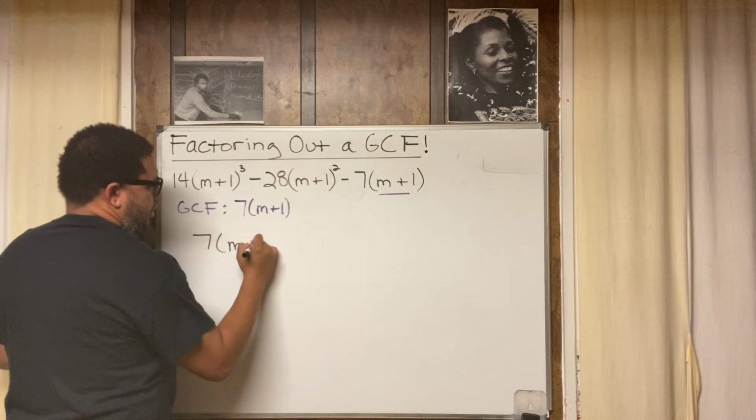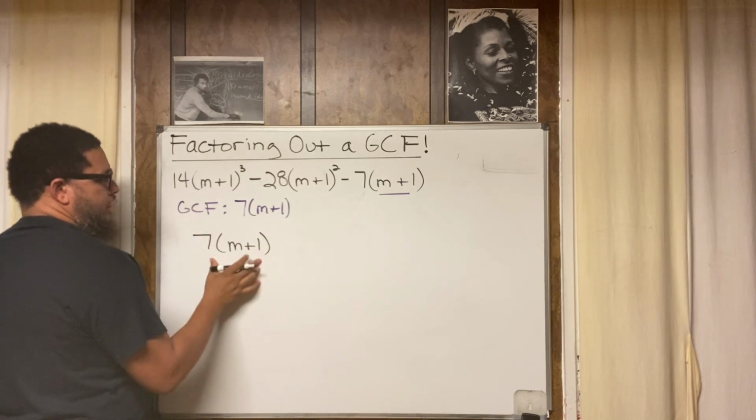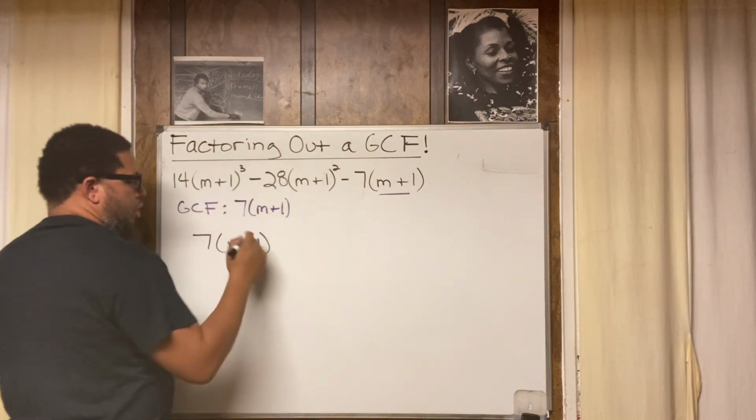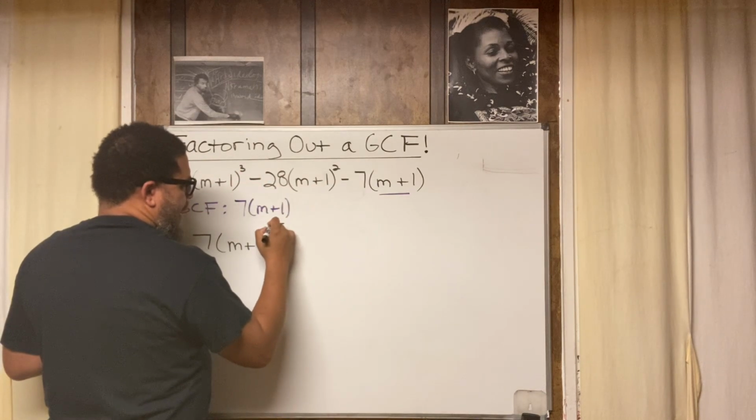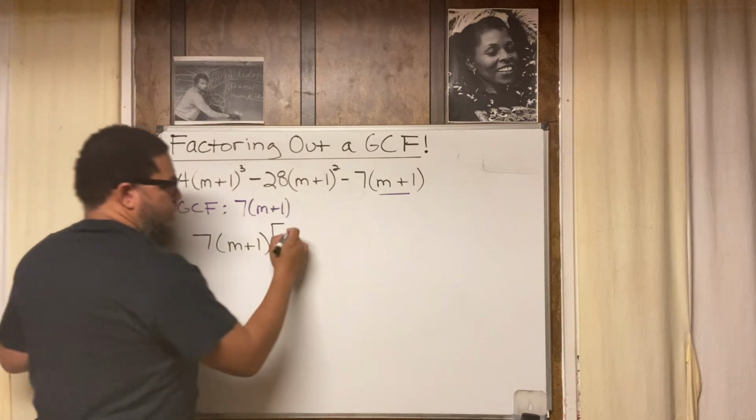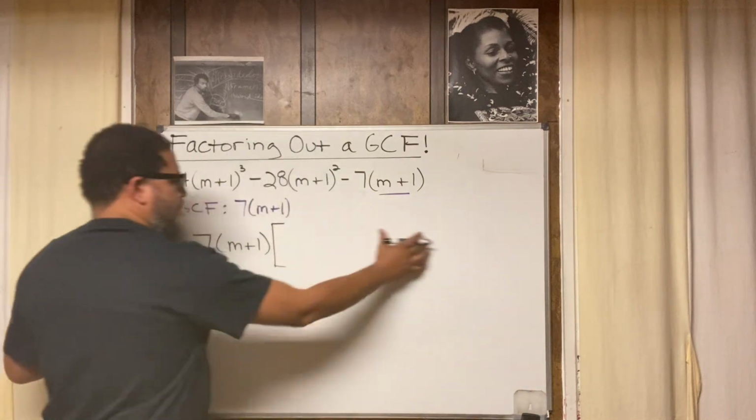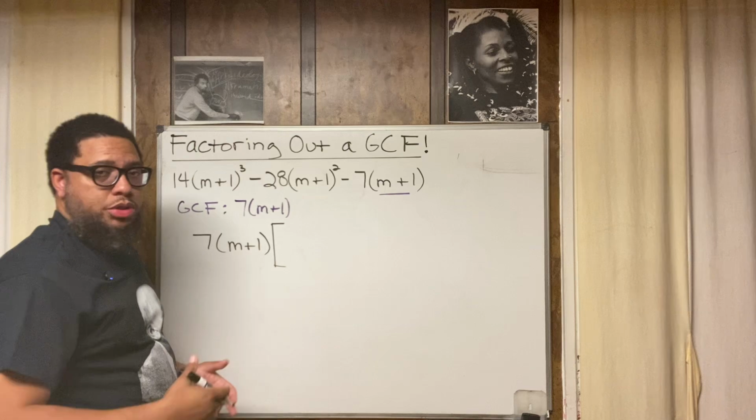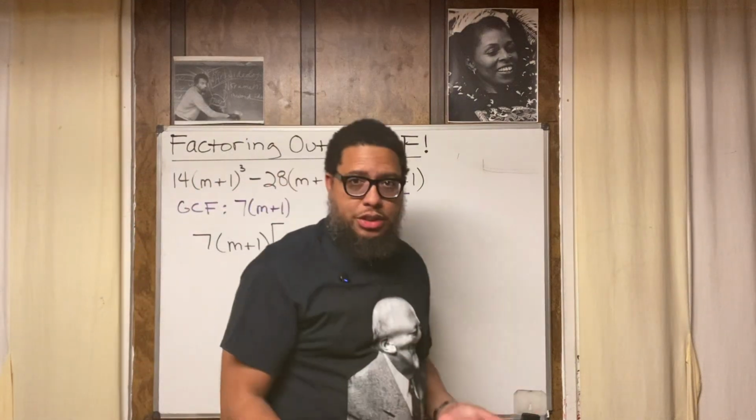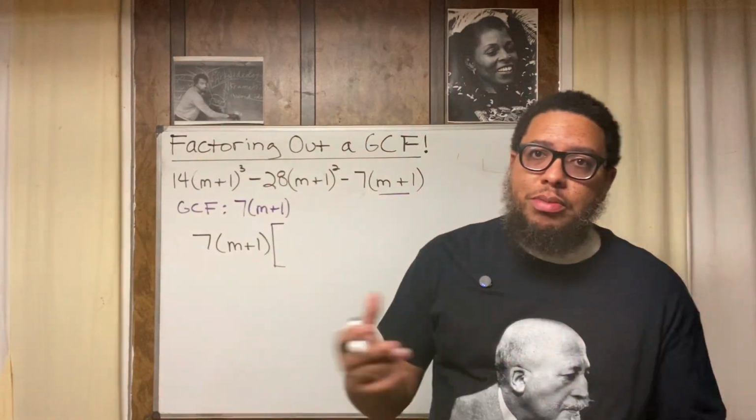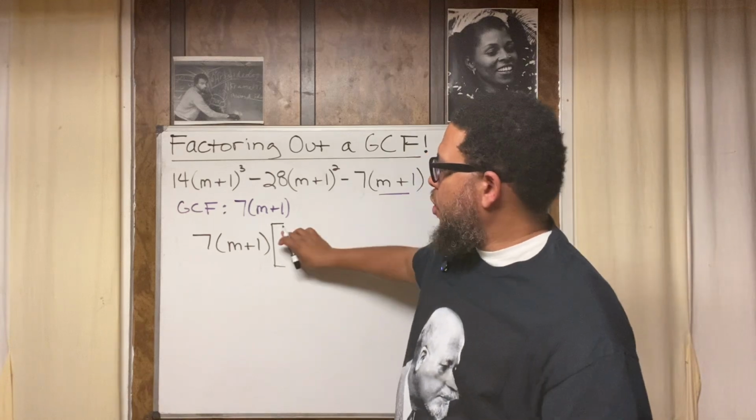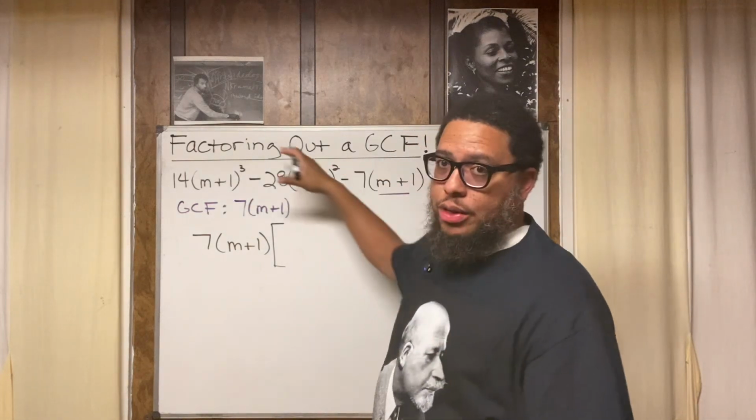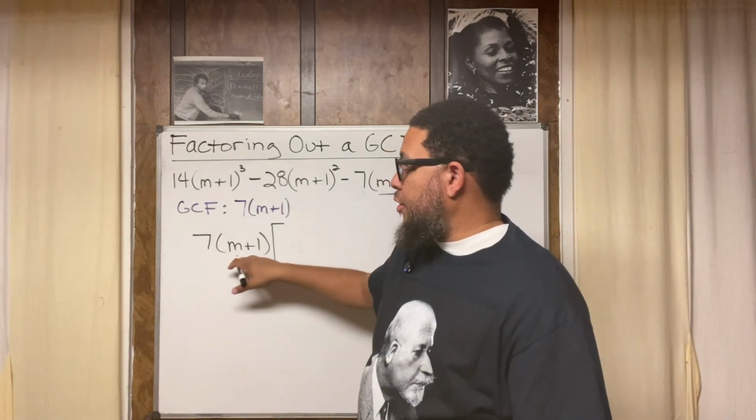Like such, 7 times the quantity m plus 1. That's our GCF. Now, because this is such a long expression, I'm going to use brackets. Now, what goes inside the brackets? What's going to go inside the brackets is the quotients you get. Quotient is what you get as a result of doing division, just like you get a product when you multiply. The quotients you get when you divide each of these three terms from the trinomial by the GCF.